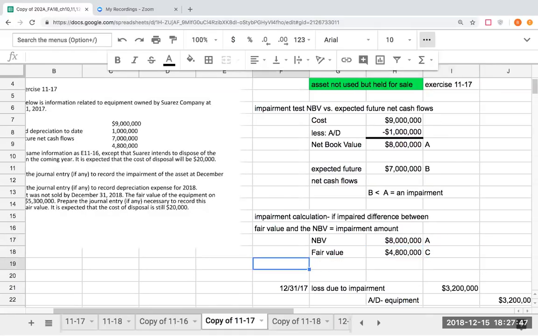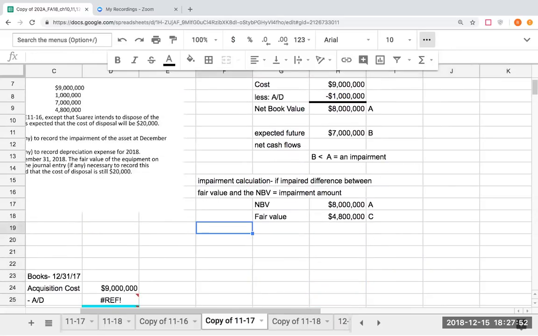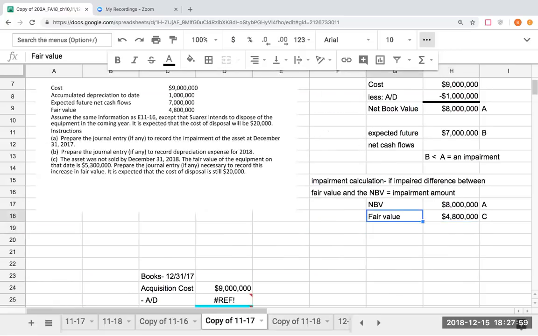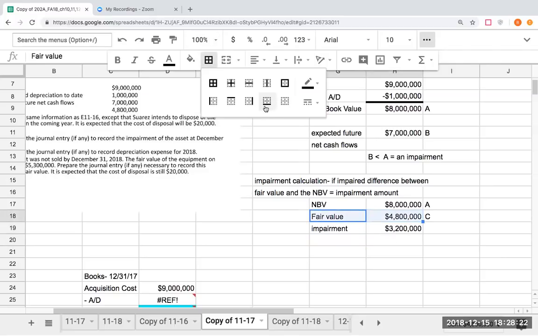But what makes this different than the other one before is that here, we're also planning on disposing of this asset. So not only are we taking into account that we need to bring this down to fair value, my impairment here is going to be 3.2 million.